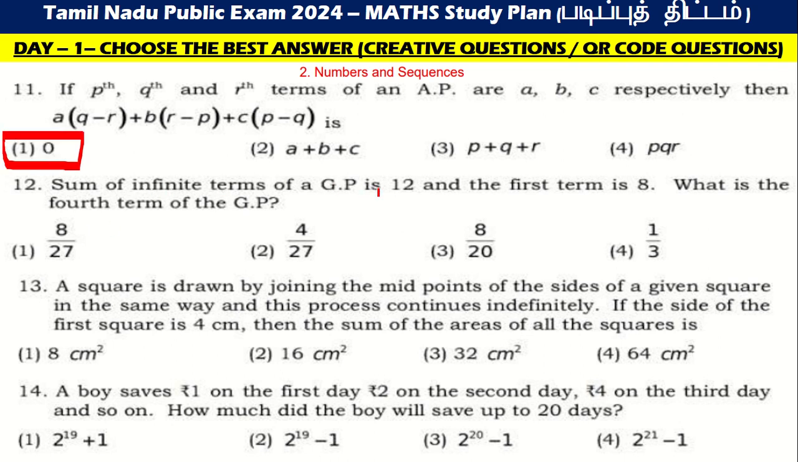Sum of infinite terms of GP is 12 and the first term is 8. What is the fourth term of GP? So the answer is 8 by 27.